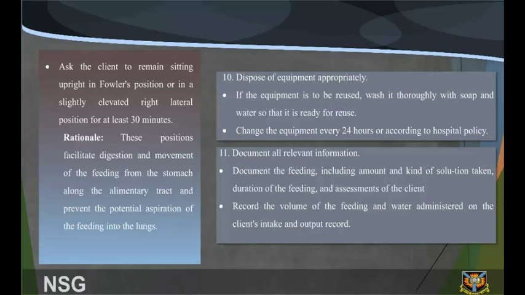10. Dispose of equipment appropriately. If the equipment is to be reused, wash it thoroughly with soap and water so that it is ready for reuse. Change the equipment every 24 hours or according to hospital policy. 11. Document all relevant information. Document the feeding, including amount and kind of solution taken, duration of the feeding, and assessment of the client. Record the volume of the feeding and water administered on the client's intake and output record.